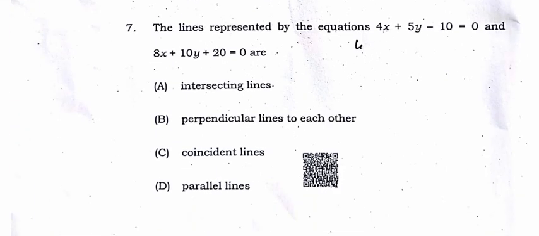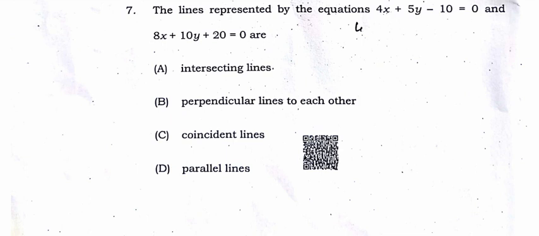The lines represented by the equations 4x plus 5y minus 10 is equal to 0, 8x plus 10y plus 20 is equal to 0 are. So we have to take the ratios a1 by a2, that is 4 by 8, b1 by b2, that is 5 by 10, and c1 by c2, minus 10 by 20. Here this becomes 4 ones are 4, 4 twos are 8, 5 ones are 5, 5 twos are 10, and so on.